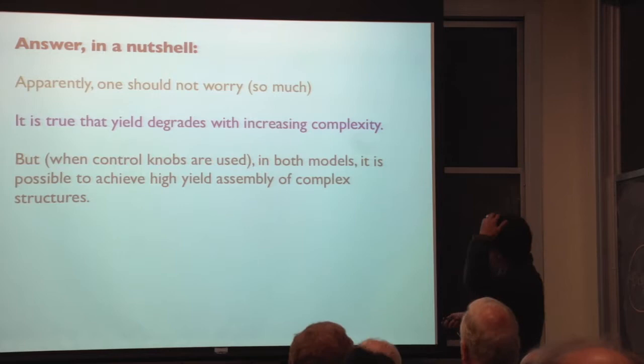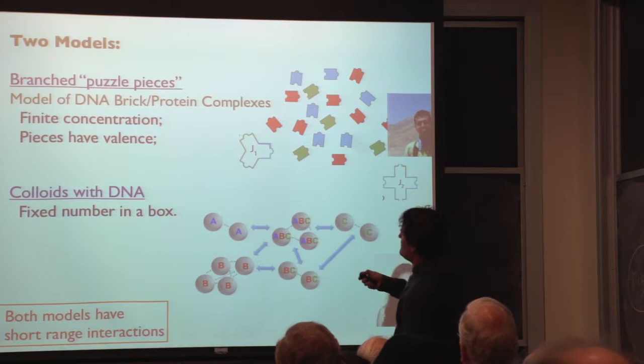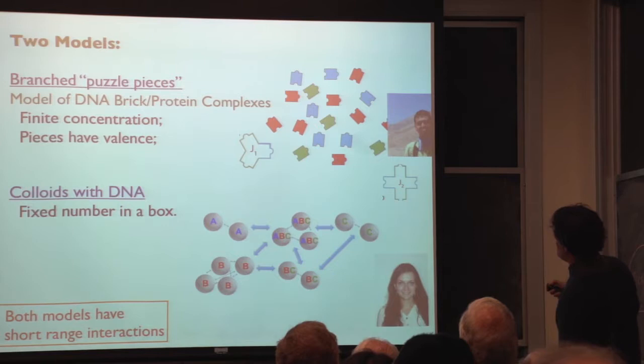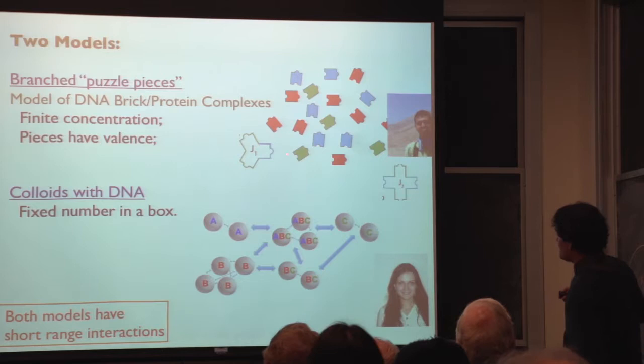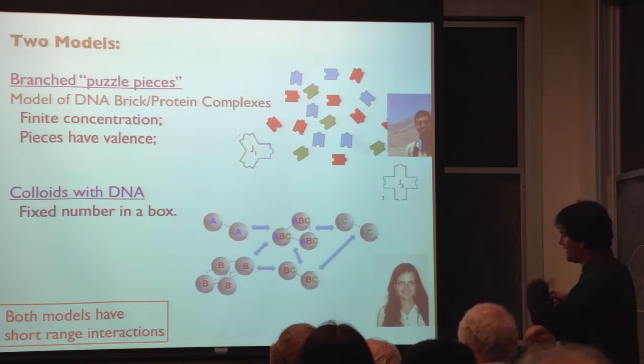Now I'm going to go through and describe each of the models. This is a high-level description. I was actually told to give a high-level description. I'm going to give a high-level description of the model, hopefully in more detail, explaining what the calculations are, tell you the results in both of these two cases, and then we'll philosophize for a little while, and then I'll shut up. That's basically the structure. So, okay, branch puzzle pieces.